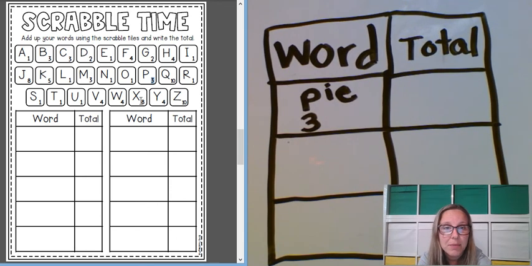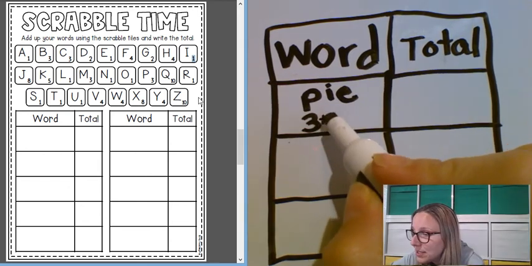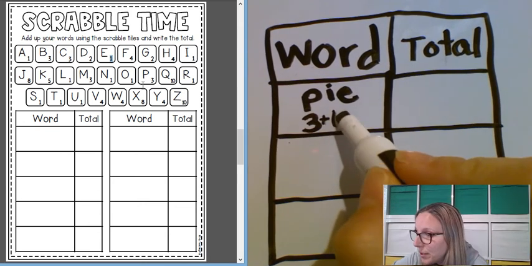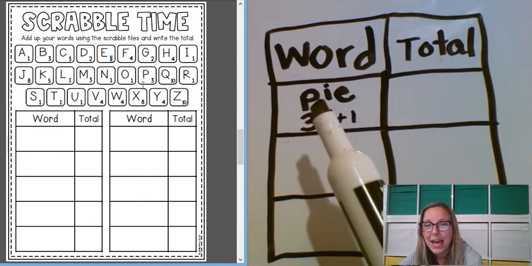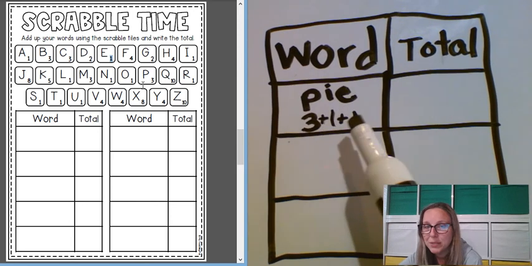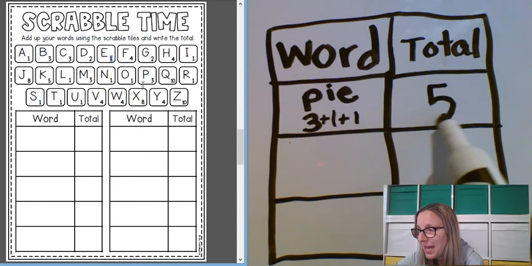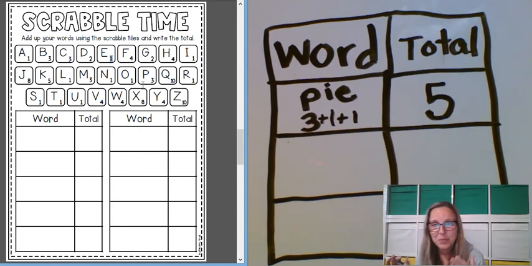Okay? Then I will find my I, and here's my letter I, and I can see that I has a value of 1. So it's going to be 3 plus 1. And the last letter is an E, so I find my letter E, which is here, and I see that the E is also worth 1, so I put plus 1. So if I were adding up the value of P, I, and E, I have 3 plus 1 plus 1. So I can say 3, 4, 5. So my total for the word pie is 5. So you see we are writing the words and we're also practicing adding. So it's kind of like we're mixing language arts and math today.